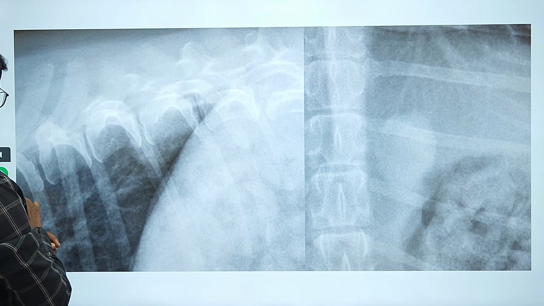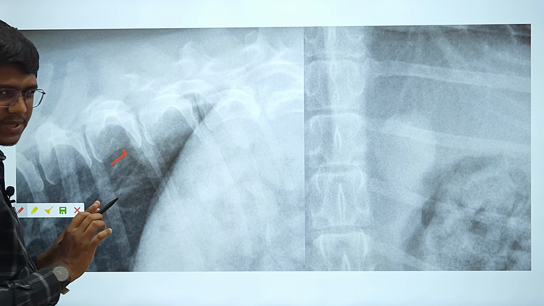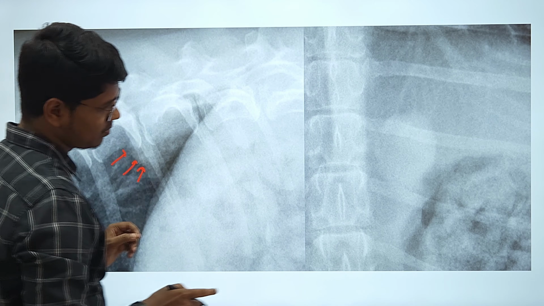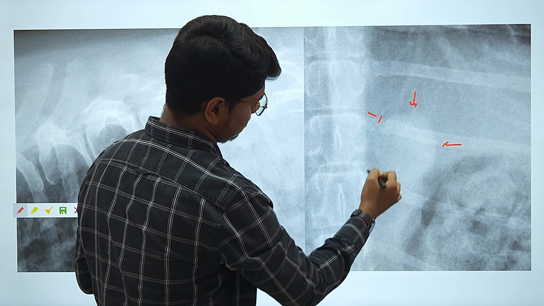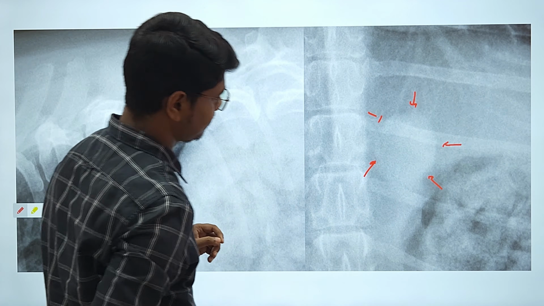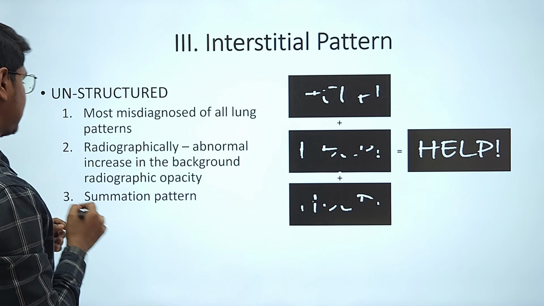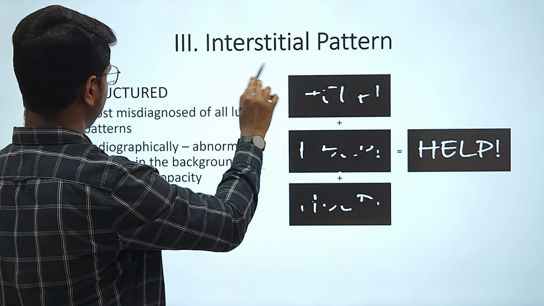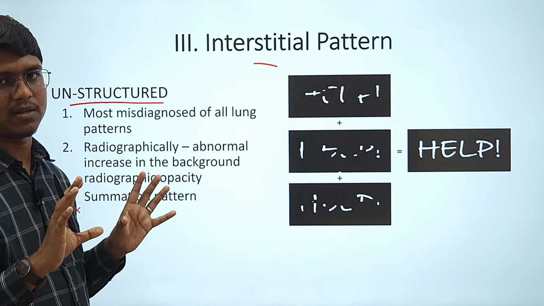Here is another pulmonary mass, though it is not clearly visible here because the pixel quality is not that good. You can see here a mass which is confirmed in DV view. You can see this one is the mass, pulmonary mass. Okay, next, the unstructured interstitial pattern. Unstructured interstitial pattern, this one is the most misdiagnosed pattern.